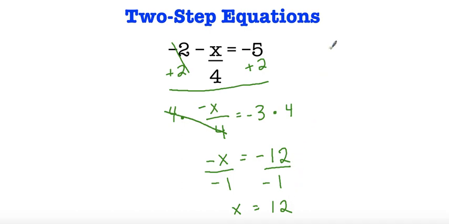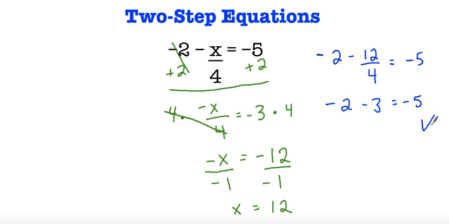And if we wanted to go back and check our work, we'll simply substitute. So we have negative 2 minus 12 over 4 is equal to negative 5, so let's see if that's true. So negative 2 minus 12 divided by 4 is negative 5, and that does equal negative 5, so that is a true statement. And that's how we know that x is equal to 12, and that's it.